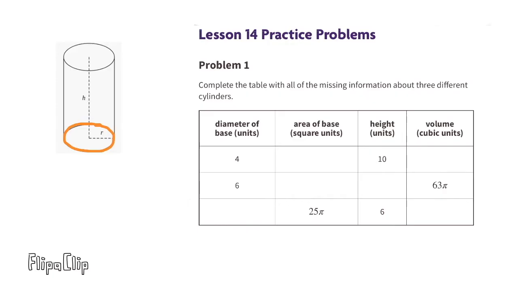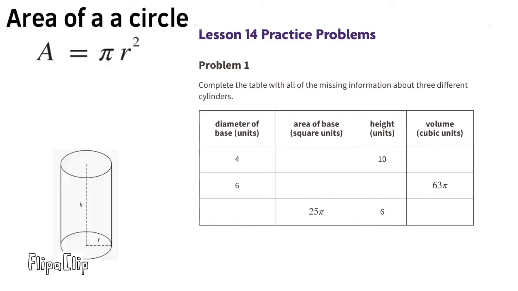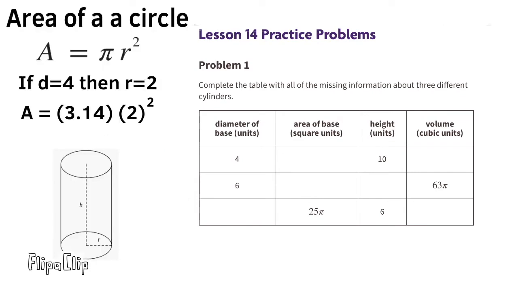So to find the area of a circle, we need to multiply pi times r squared. When the diameter is 4, the radius is 2. We'll use 3.14 to represent pi. So the area will be 3.14 times 2 squared. 2 squared is the same as 2 times 2, so the area will be 3.14 times 2 times 2, or 12 and 56/100ths units squared.